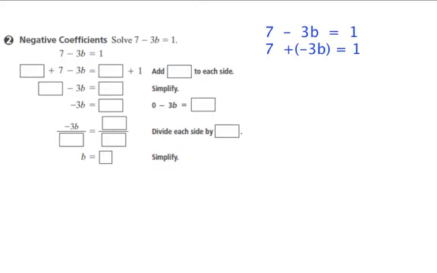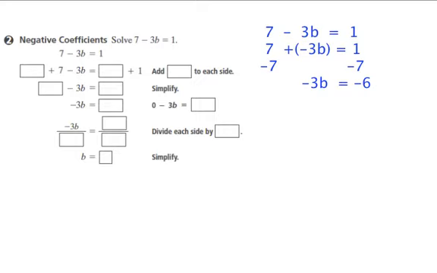Now we're ready to start solving the problem. You can see that 7 is being added to the negative 3b now. So to undo that, we're going to subtract 7 from both sides of the equation. On the left-hand side, the 7's cancel each other out. So you're left with negative 3b. We don't have to write it in parentheses anymore since that's all that's left. On the right-hand side, 1 minus negative 7 is negative 6.